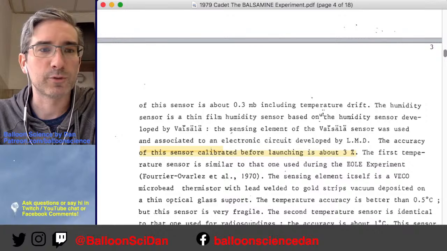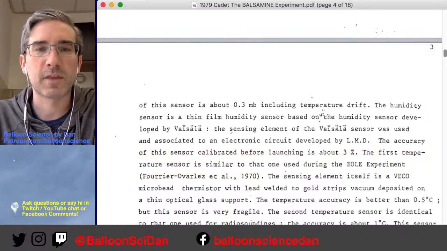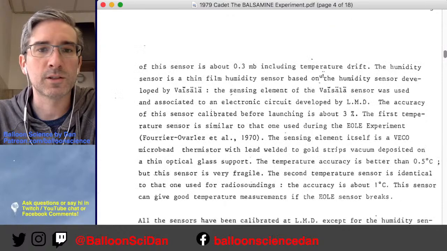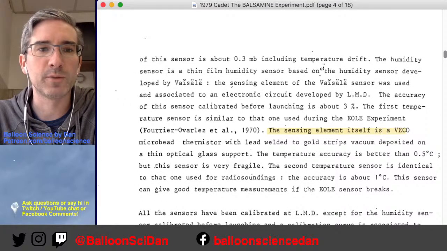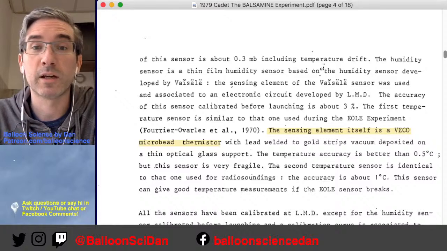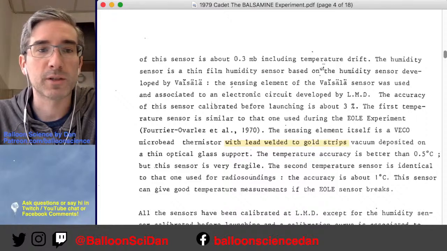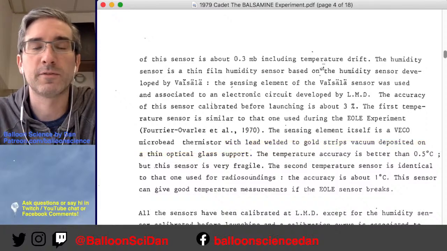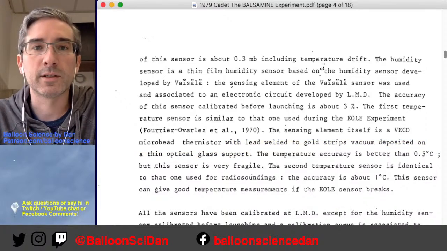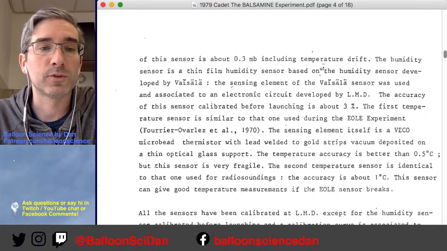The first temperature sensor is similar to the one used during the Éole experiment, which is the massive thousands of balloons project by the French. The sensing element itself is a Vico microbead thermistor. Those are still sold today. We got some for testing on Project Loon when I worked there, with lead welded to gold strips, vacuum deposited on a thin optical glass support. Yeah, that's straight up out of the Éole program. I remember analyzing that structure. We'll look at Éole someday.